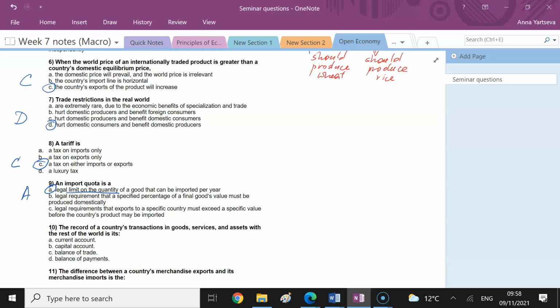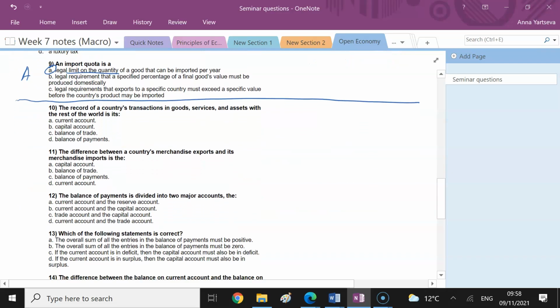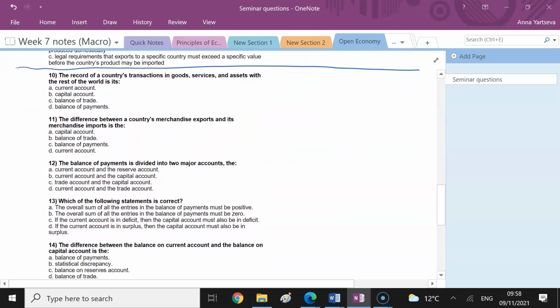Next, we've finished with trade. So the first part covered international trade. Other exercises will now focus on the balance of payments, the next part of the lecture. The balance of payments is the record of a country's transactions with the rest of the world. Goods, services, assets, everything. Financial assets, physical assets. It's the balance of payments.